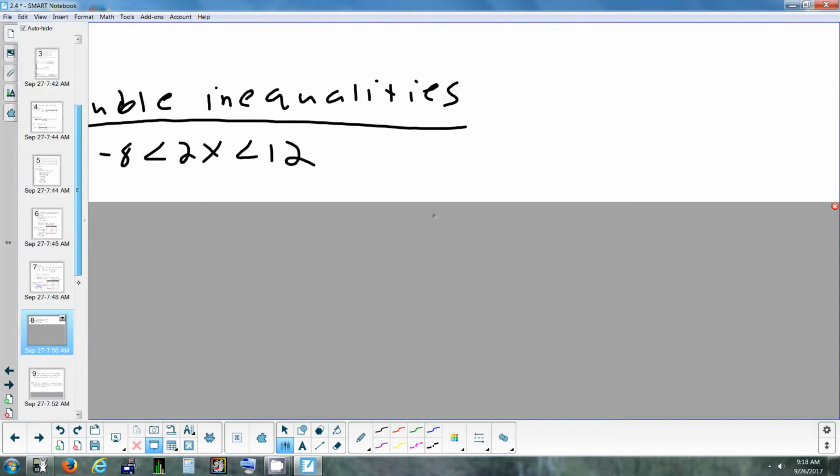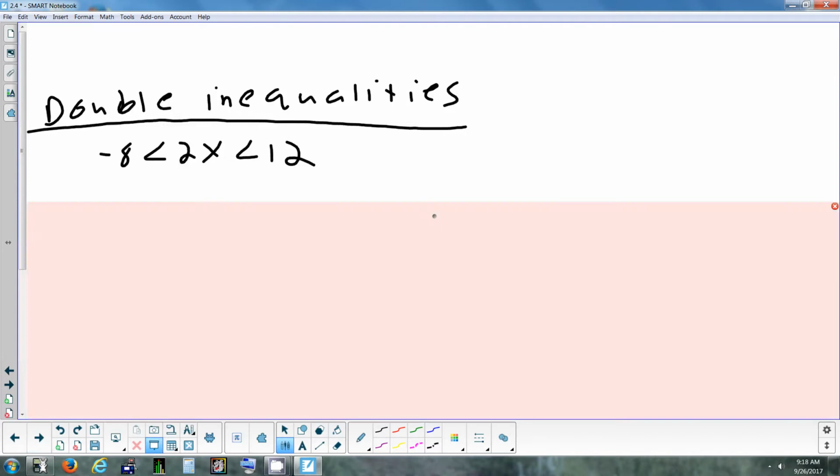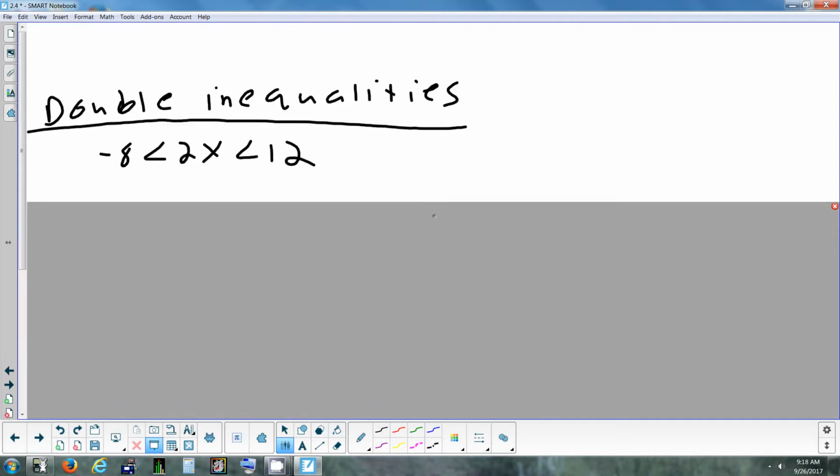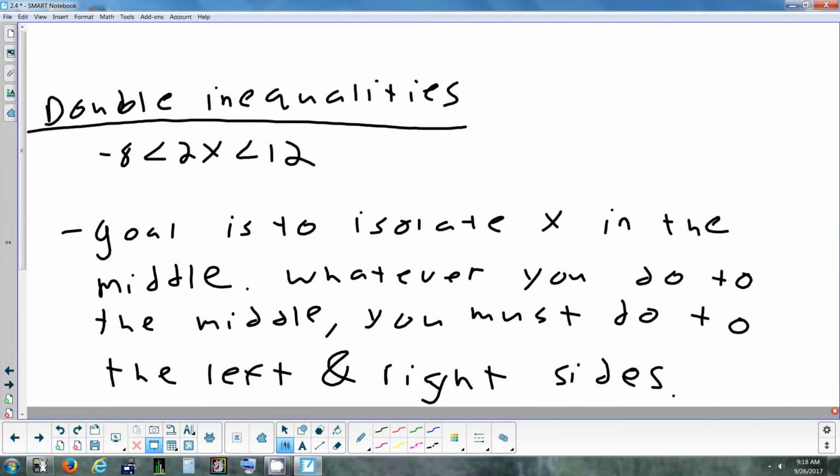All right, let's take a look at a double inequality. Same goal: when you have a double inequality, like a conjunction, you want to get x by itself, but now you don't have a left side and a right side, you have 3 parts. You have a left side, a middle, and a right side. So whatever you do to the middle, you have to do on the left, and you have to do it on the right. And the same rule applies. If you multiply or divide by a negative somewhere, you have to flip all the inequality signs.